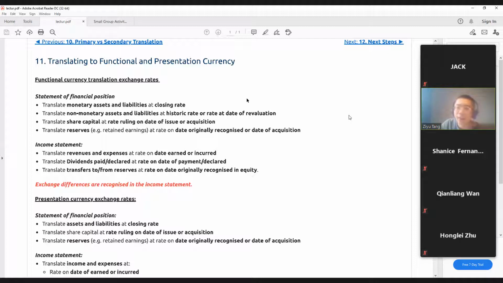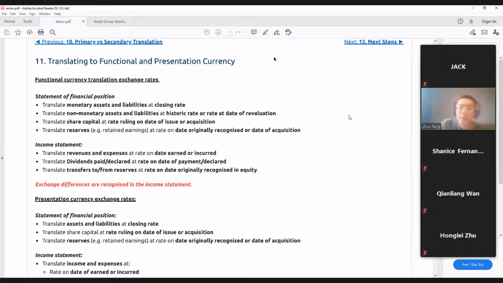to translate the statement of financial position in the temporal method. You need to first decide which items belong to the monetary assets and which belong to the non-monetary assets, and then follow these rules. Monetary assets are translated at the closing rate, non-monetary assets are translated at the historical rate, share capital is translated at the ruling date or acquisition date. Reserves are translated at the date originally recognized or the date of acquisition.